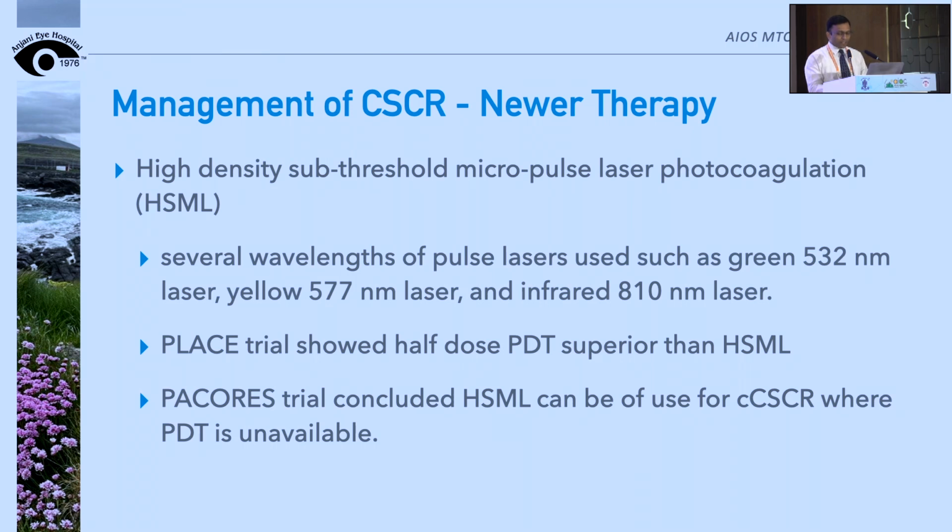Sir has given an excellent presentation. Arora sir has given an excellent presentation on high density subthreshold micropulse laser. However, most of the literature as of now mentions that it is not superior to half-dose PDT, but the PACHYCHOROID trial concluded that it can be of use in chronic CSCR where PDT is unavailable. But as sir did mention, we have to repeat the HSML over a period of time.